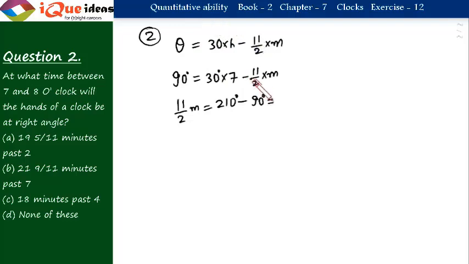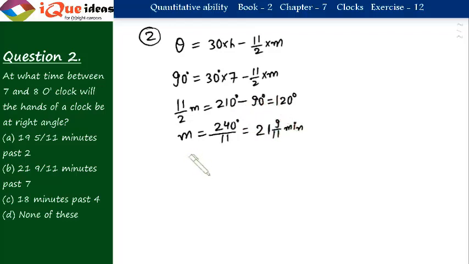Okay, so it comes out to be 120 degrees. So m is equal to 120 into 2, which is 240 by 11. Now if you divide, you will get it in minutes. So 240 by 11: 11 twos are 22, then 21 9 by 11 minutes.